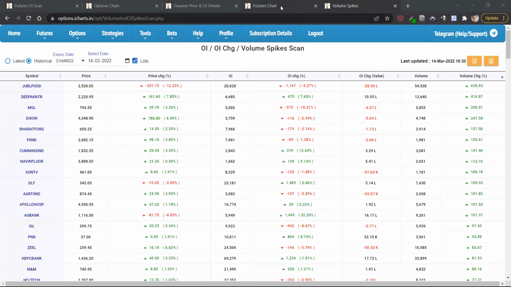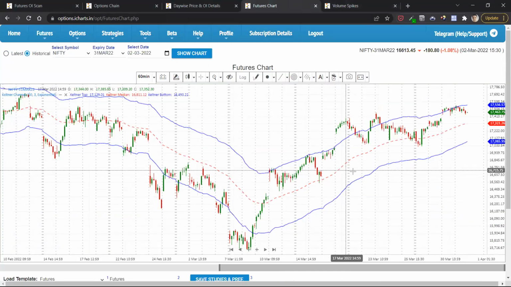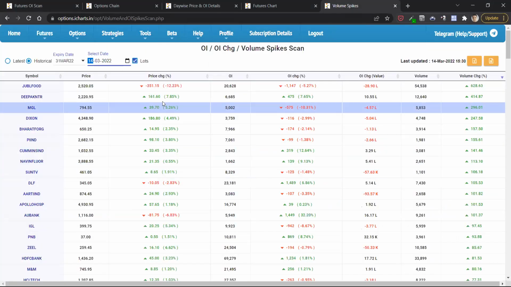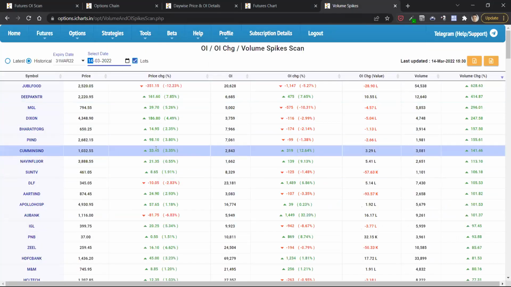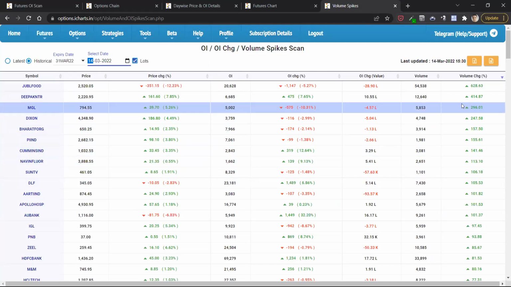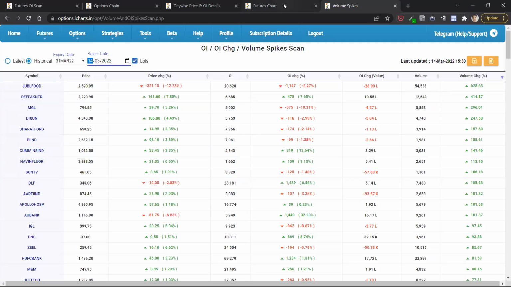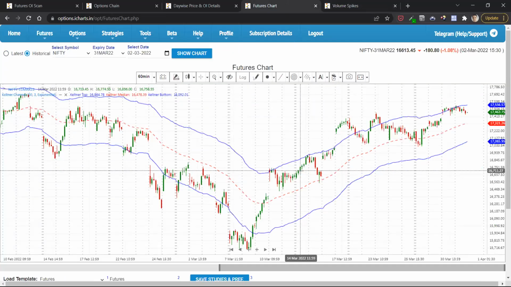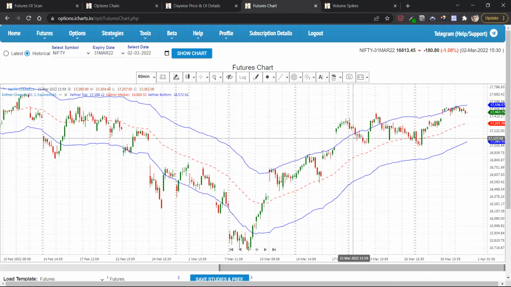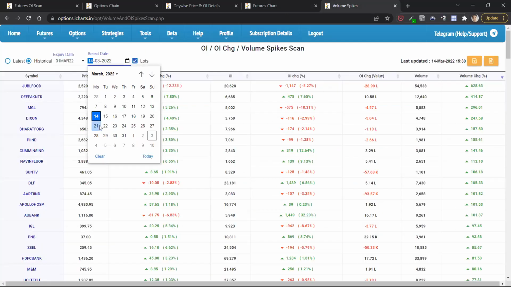So whenever the market is up, you want to see good volume spikes to the upside where the changes are positive. You want 100% plus volume changes. So you want to make sure that volume has come in and that it's not some kind of a fake move. Here, the 21st, I'll check for the 21st here.